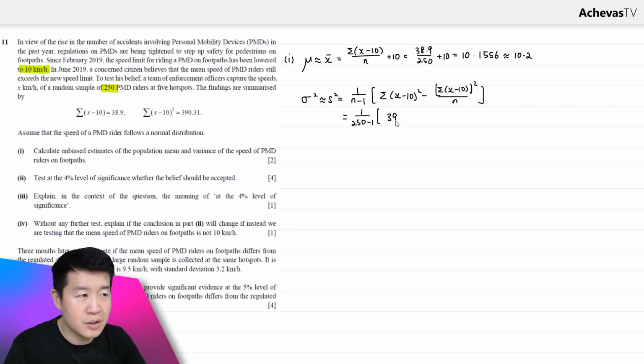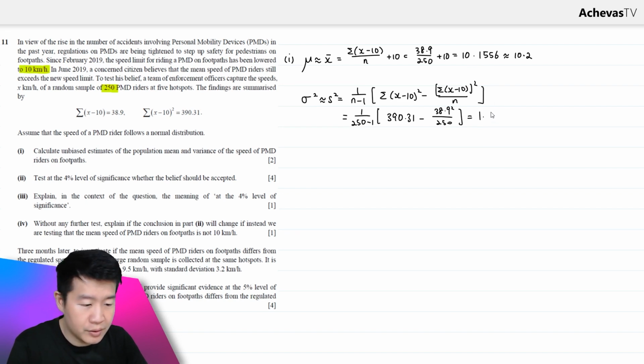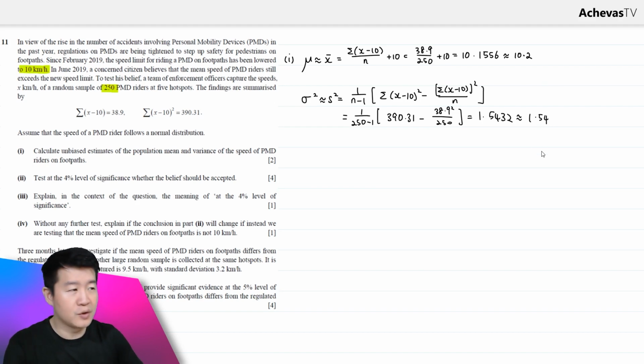Then this is 390.31 minus 38.9 squared divided by n, 250. This is equal to 1.5432. Okay, so this is my answer. Next, part 2.